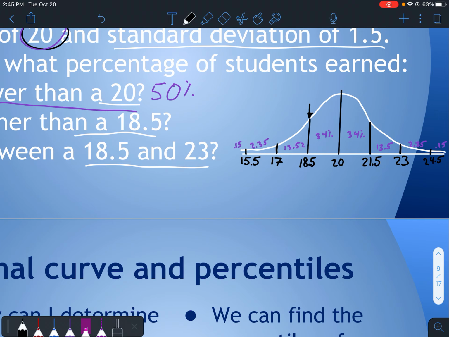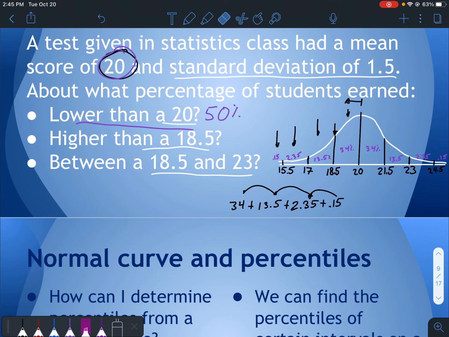What we can do is say, okay, I'm looking at less than 20, so I'm looking from this point over. So that's one of these, one of these, one of these, and one of these. So it's going to be 34 plus 13.5 plus 2.35 plus 0.15. If you add these up, this is 2.5, 2.5 plus this is 16, 16 plus that is 50. So it turns out to be 50 either way. So you can add it up by chunk as well.